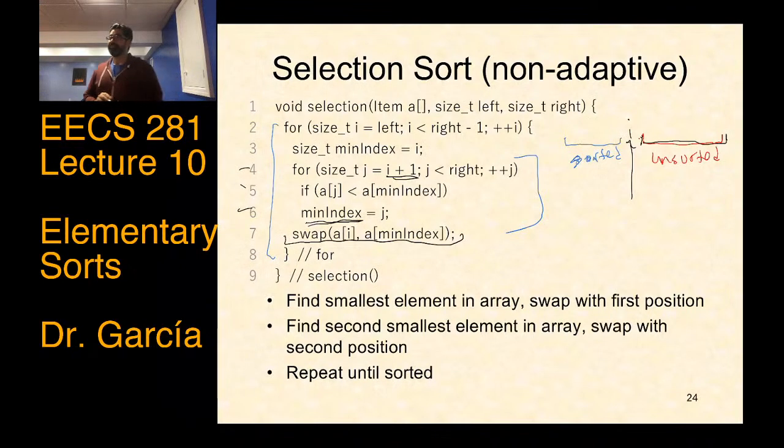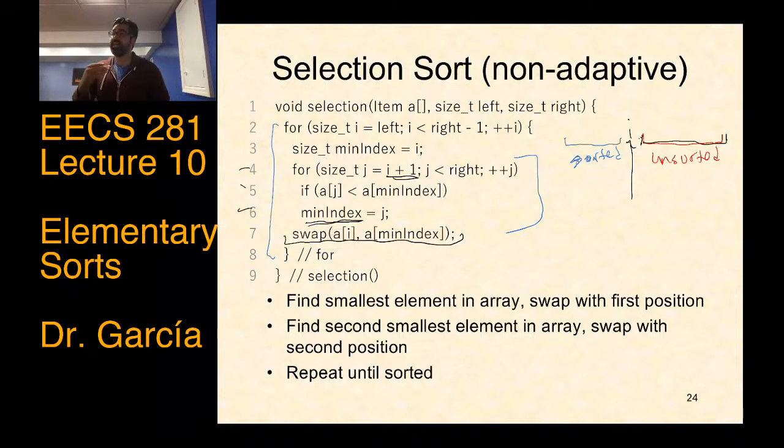Okay. So you can see how it's more performant than bubble sort, because bubble sort would have had, well, first, bubble sort here would start from the left as well instead of I plus 1 in line 4. And also, the swap would be inside of the inner loop, right?